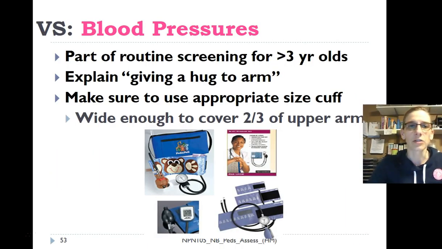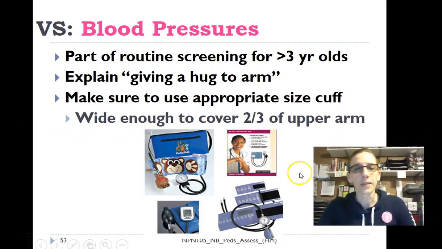All right, blood pressures. It's part of a routine screening if you're greater than 3 years of age. You need to explain to the child what's going on. Just tell them that the little machine is going to give their arm a hug and that they need to keep their arm still, because every time they move their arm, the machine has to hug again. And make sure that you use the appropriate size cuff, that it's wide enough to cover 2/3 of the upper arm. And they make itsy bitsy, teeny weeny, super small blood pressure cuffs. So make sure that you have the appropriate size cuff.